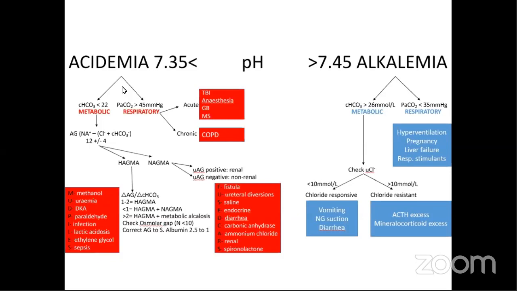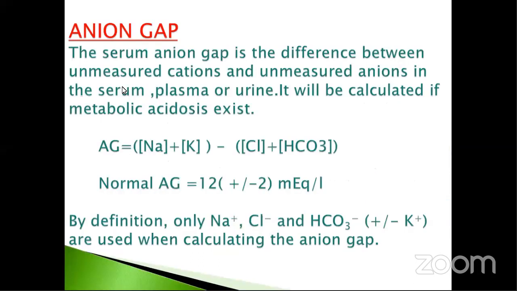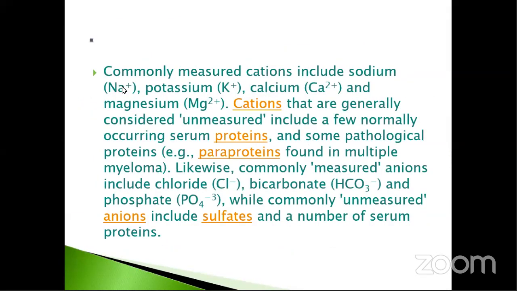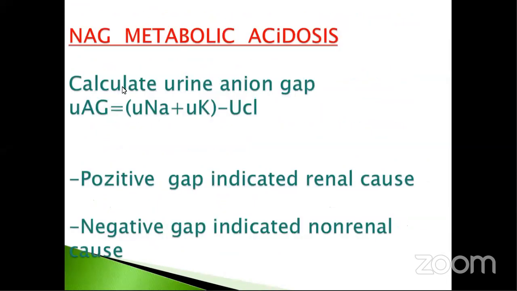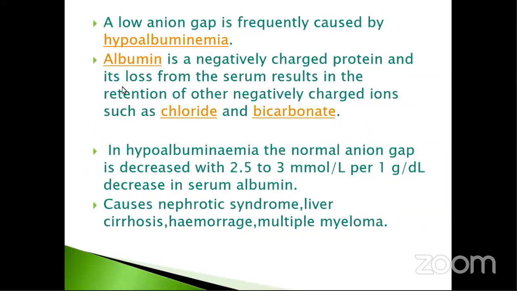And the last box is causes for respiratory alkalemia, which includes hyperventilation, pregnancy, liver failure, respiratory stimulant, as I mentioned previously. All these slides I will skip because I discussed them already during the discussion of the algorithm. And as you can see, for high anion gap metabolic acidosis, there are many mnemonics such as SLUMPED, MUD PILES, etc. These slides I discussed during the discussion of the algorithm.